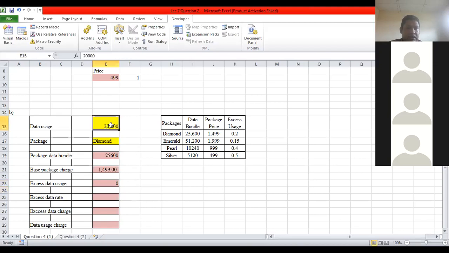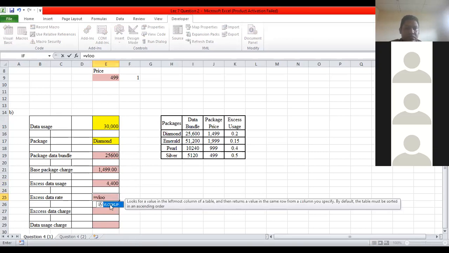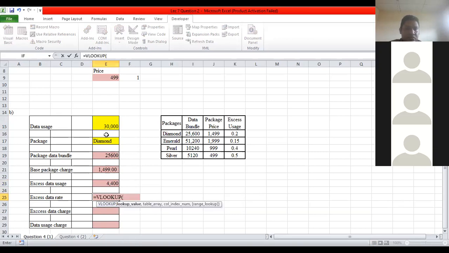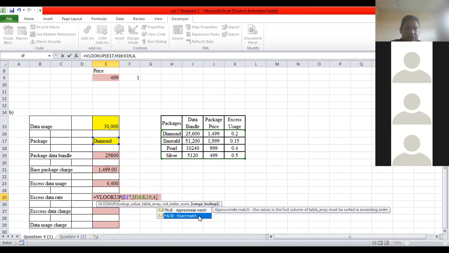Now make it 30,000 and see. Right, it works perfectly. Okay, good. Then the excess data rate, you can again take that as a VLOOKUP. Diamond, you are looking for that in a particular table, the data set, and that is in the fourth column. Yeah, and it's an exact match.